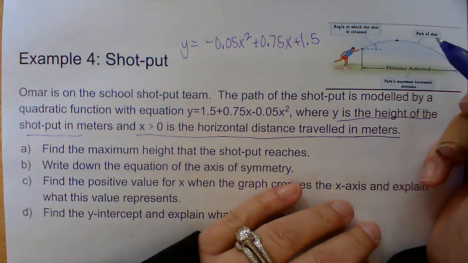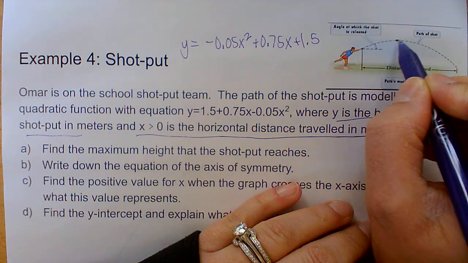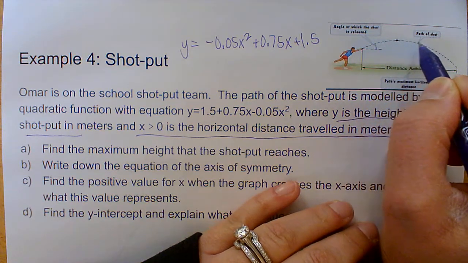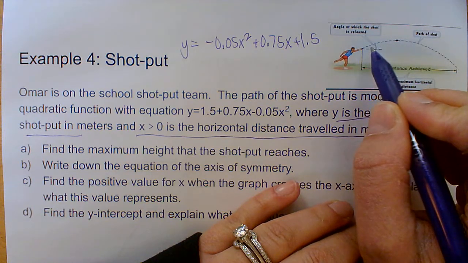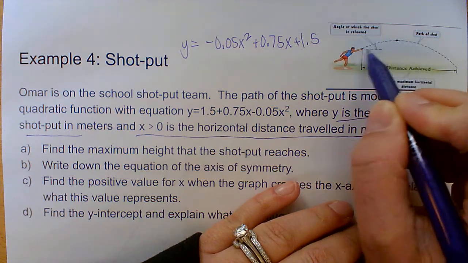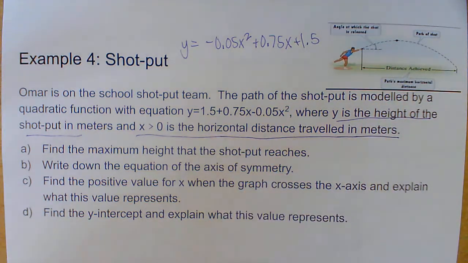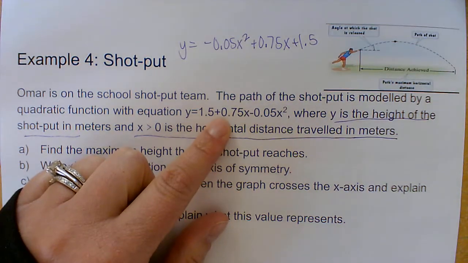Now, if people don't know what shot put is, I found this picture. In shot put, there's either a ball or even a discus, and this person throws it in a very awesome way. If you're interested in shot put, you can always go to YouTube and watch a video. So the person throws it, and here's the path of that shot put, and you can see it's very parabolic in nature. There are some other things, like the angle at which it's released, but we don't need to talk about that. We're just looking for its path, and this is what it's modeled on.